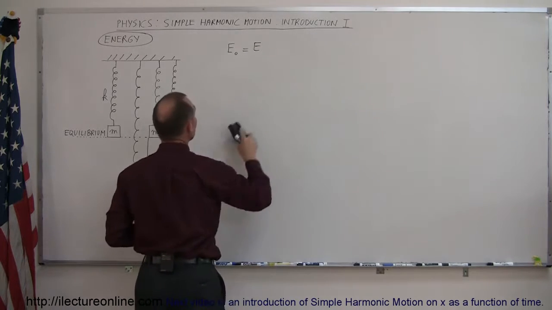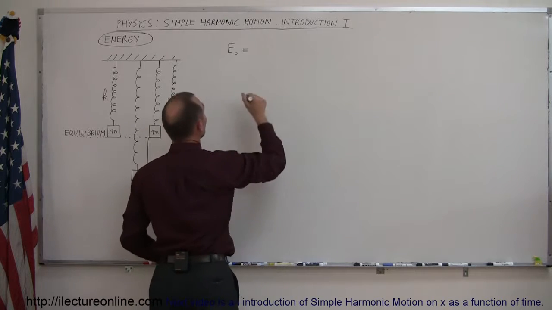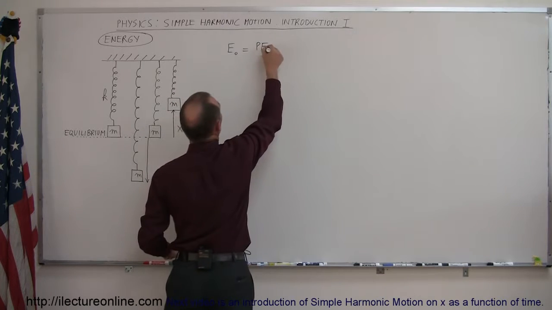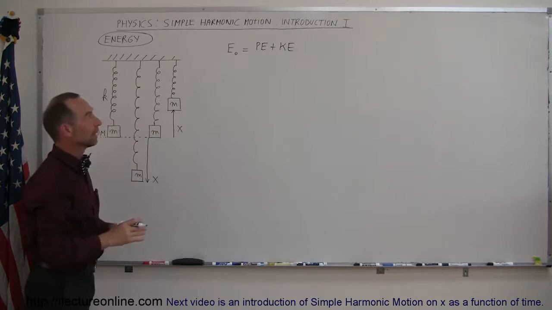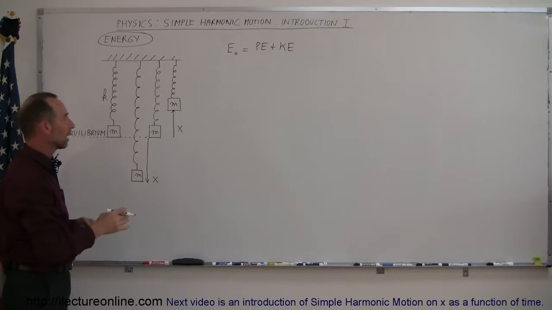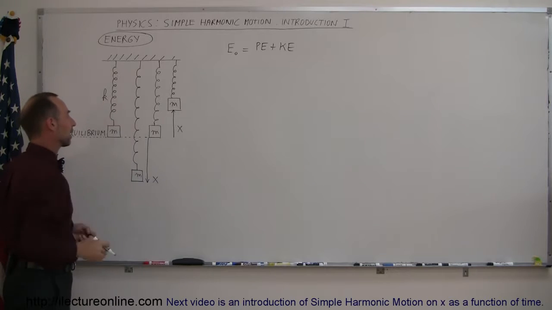Let me just write it as PE for potential energy, plus the kinetic energy. Once we put energy into the system, there'll be a combination of potential and kinetic energy as it oscillates back and forth.